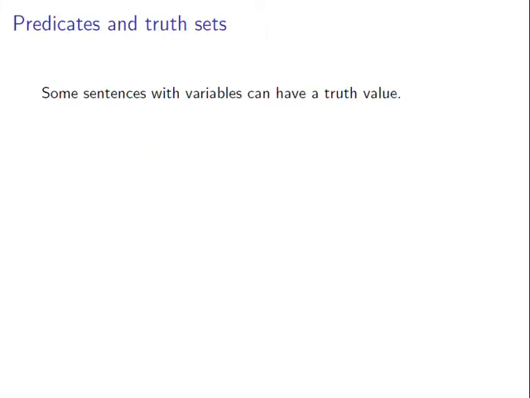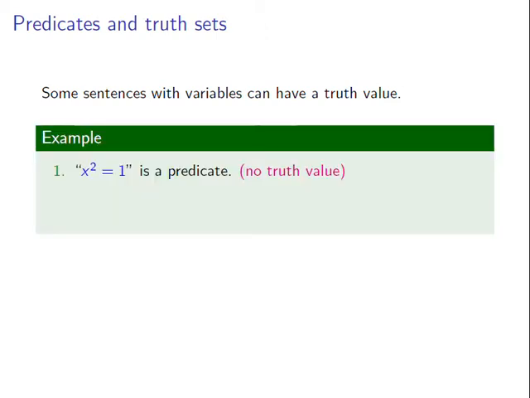As we said in part 1, a predicate is a sentence involving variables which does not have a truth value. Note that not every sentence which involves variables is a predicate, since it is possible for such a sentence to have a truth value. For instance, the statement x squared equals 1 is neither true nor false since we do not know what object x is. This sentence is a predicate.